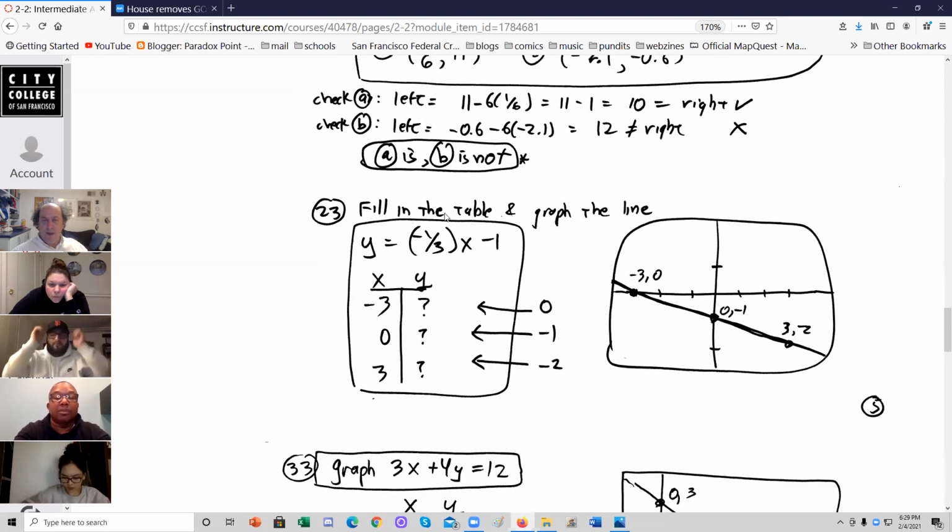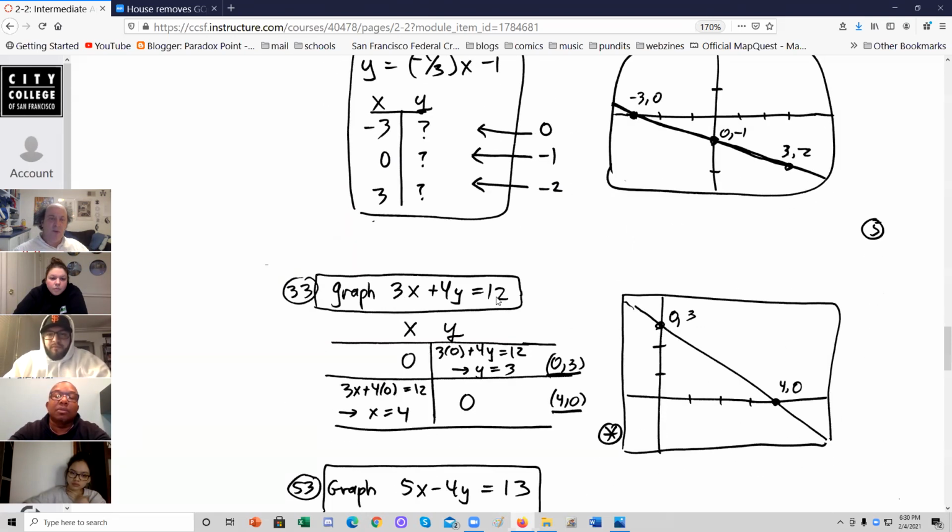Now here we have an equation. The book asks us to fill in the table and graph the line. y equals negative one third x minus 1. They give you values, we test values at negative 3, 0, and 3. What are the values? Plug in negative 3 for x here, and after a bit of calculation, you get 0. Plug in 0 for x, y becomes negative 1. Plug in 3 for x, y becomes negative 2. So we plot (-3, 0) here, (0, -1) here, (3, -2) here. And there's your line.